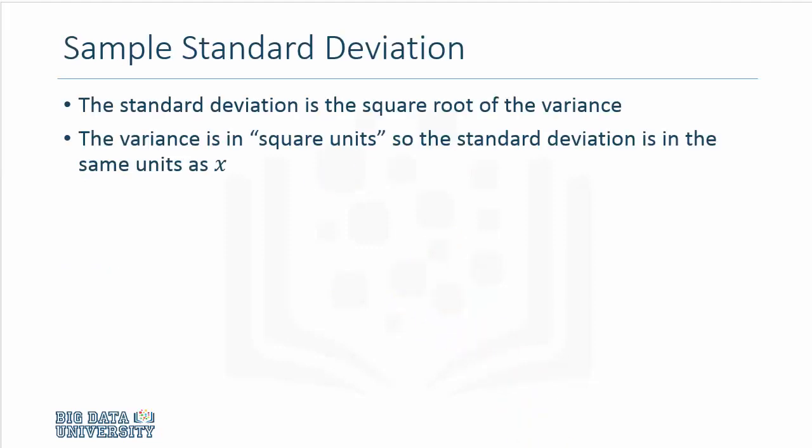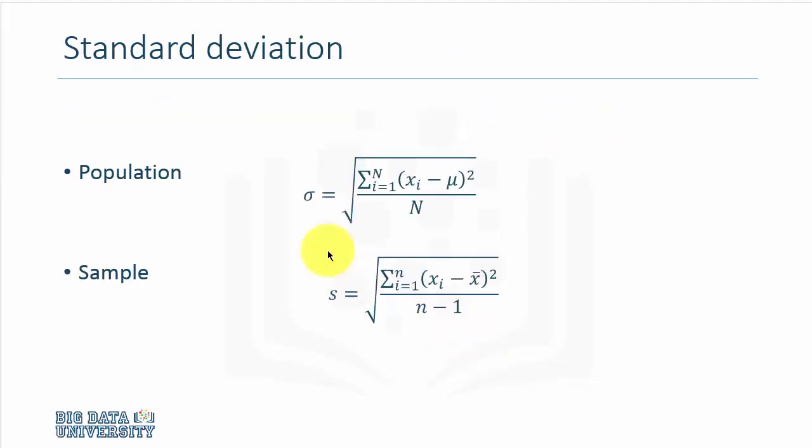We usually talk about standard deviation rather than the variance, and standard deviation is essentially the square root of the variance. And the variance is in square units, so it's good to use the standard deviation because it's exactly the same units as the variable. So the standard deviation of age will also be measured in years rather than square years, which would be variance. So here you see we just take the square root of variance, and that becomes standard deviation.